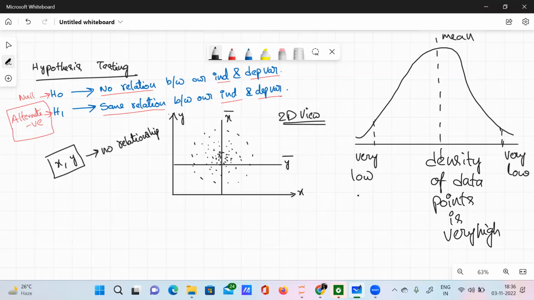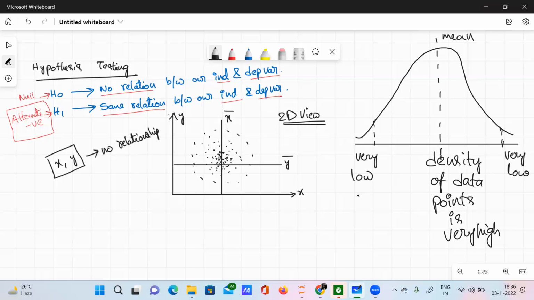Why? Because just observe the graph here. You can observe more data points around the center, right? Around the center, nothing but the mean here. But when you look at the data points that are away from the center, the density is somewhat low when compared, right? So this is the two-dimensional view.